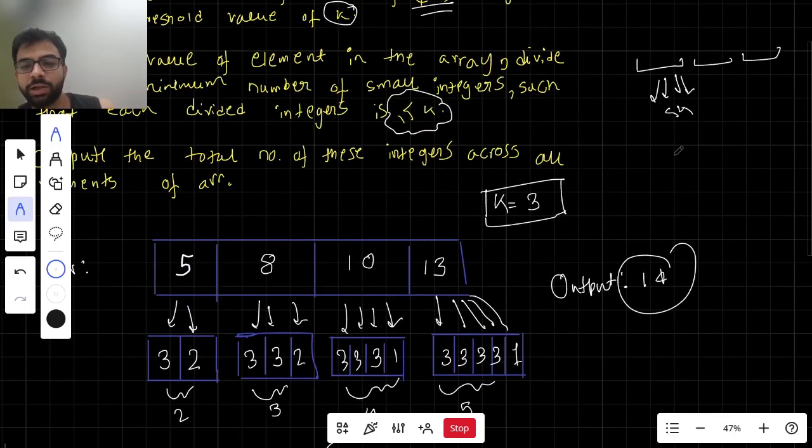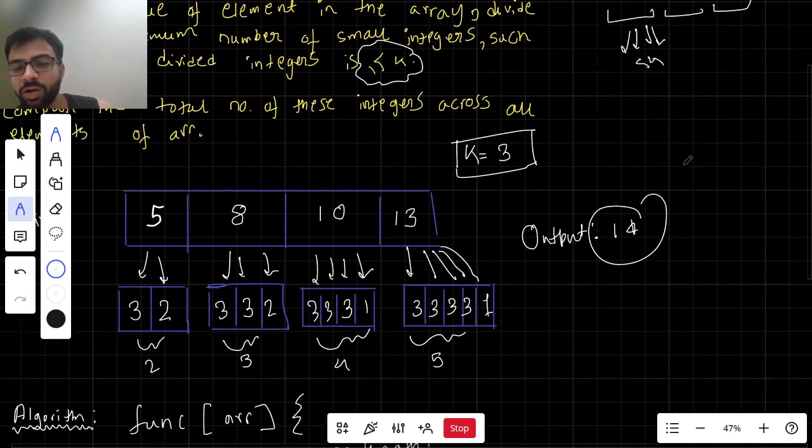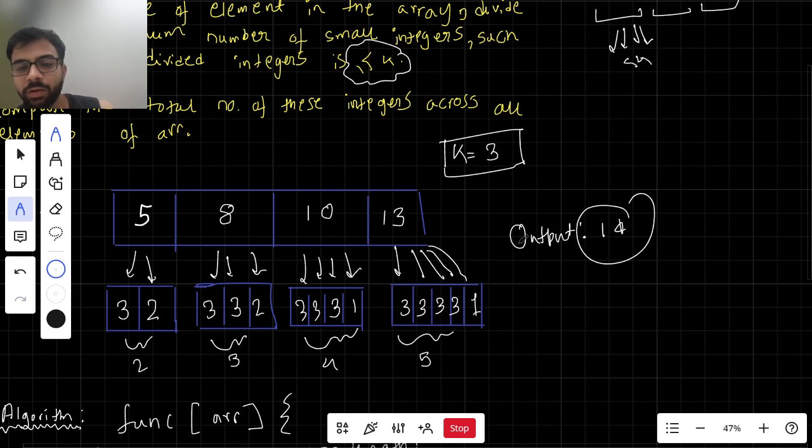How can we solve this question? It's a very easy problem. Let us not think so much about it. If k is there, what is the easy way to solve this problem? The trick. I will just write it as trick.